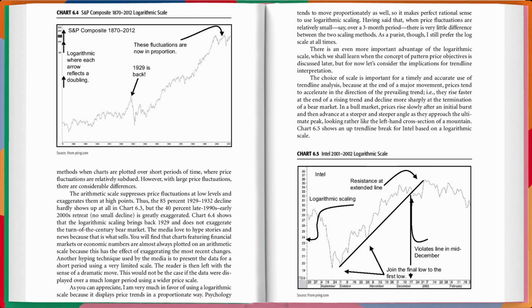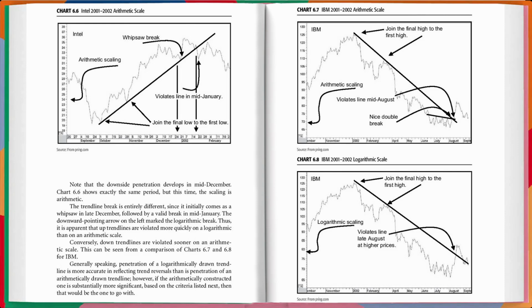Chart 6.5 shows an uptrend line break for Intel based on a logarithmic scale. Note that the downside penetration develops in mid-December. Chart 6.6 shows exactly the same period, but this time, the scaling is arithmetic. The trendline break is entirely different since it initially comes as a whipsaw in late December, followed by a valid break in mid-January. The downward pointing arrow on the left marked the logarithmic break. Thus, it is apparent that uptrend lines are violated more quickly on a logarithmic than on an arithmetic scale. Conversely, downtrend lines are violated sooner on an arithmetic scale.